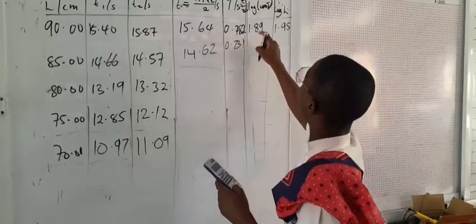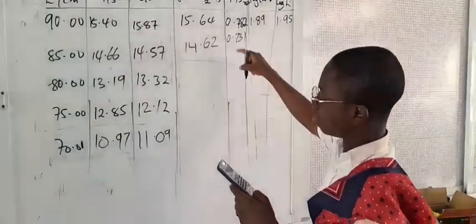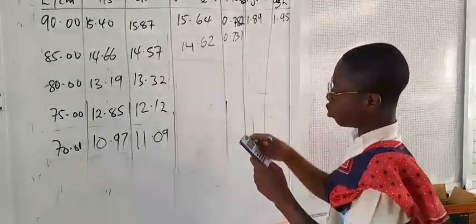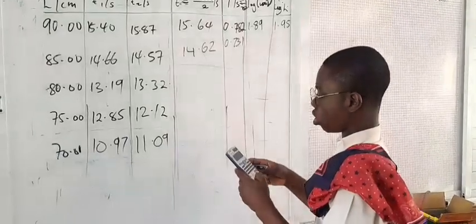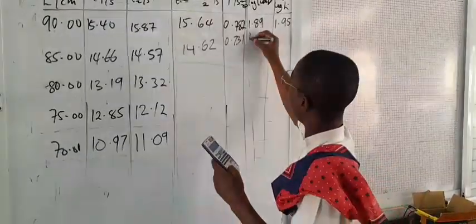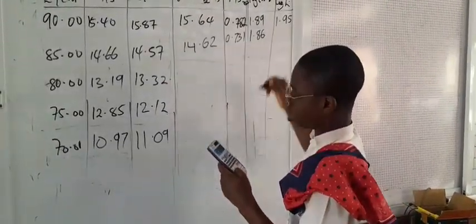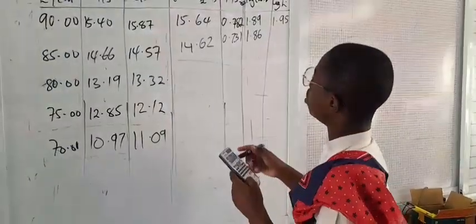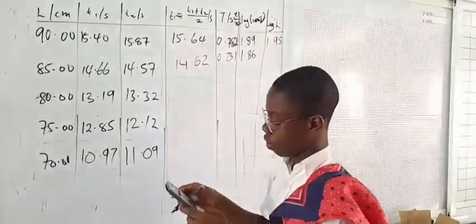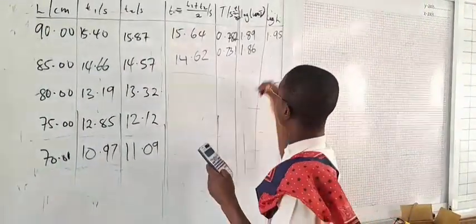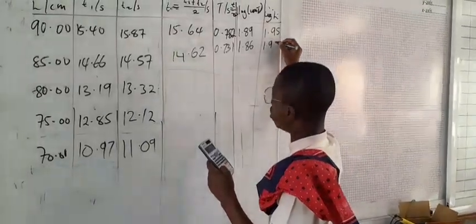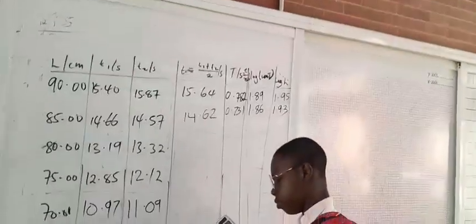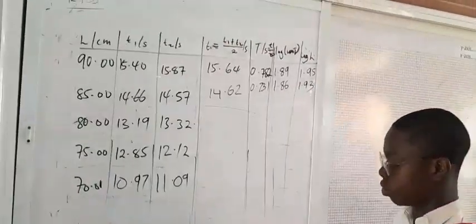Okay. We take the log of 100T. That will be log of 73.1, which is 1.86. Then we take the log of 85, which is 1.93. Okay, so I'll pause it and you complete all of that evaluation.